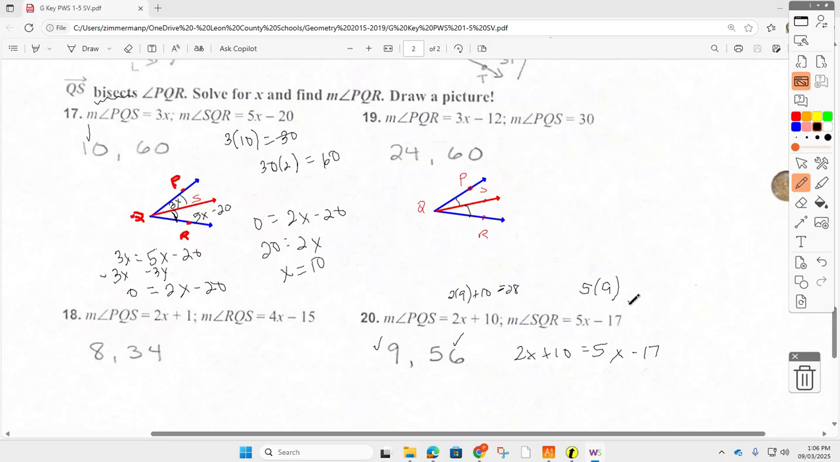5 times 9 minus 17 equals 28. Okay. And now, if this is 28, then this one is 28 as well, right? So add this together and multiply by 2. That's how we get to 56. You said 20, right, Jamari? 5, you just get 20.